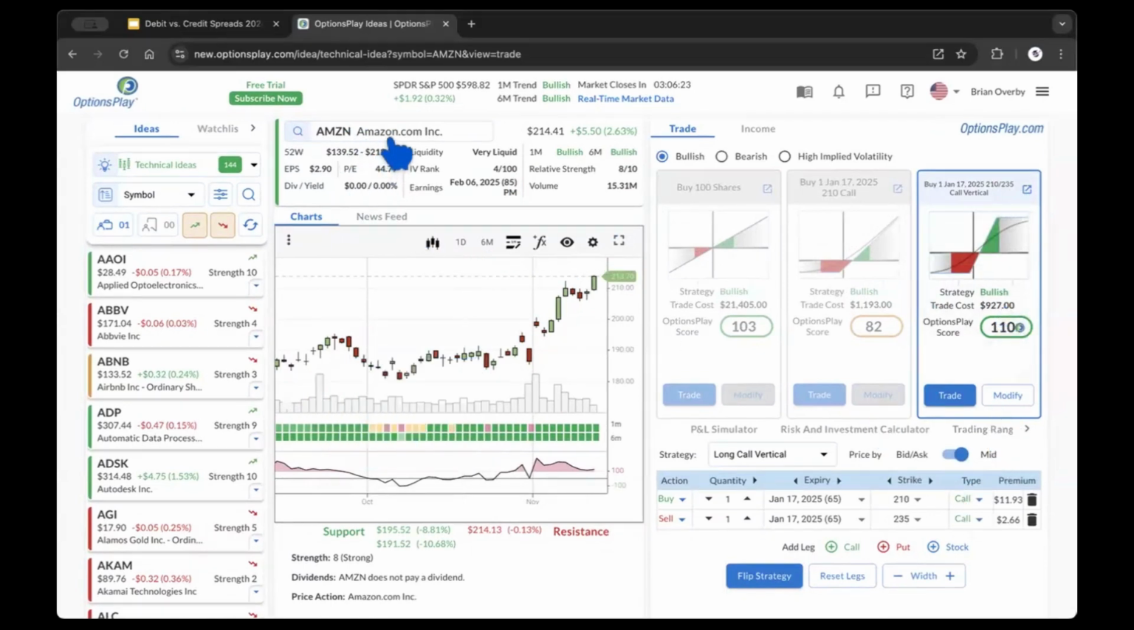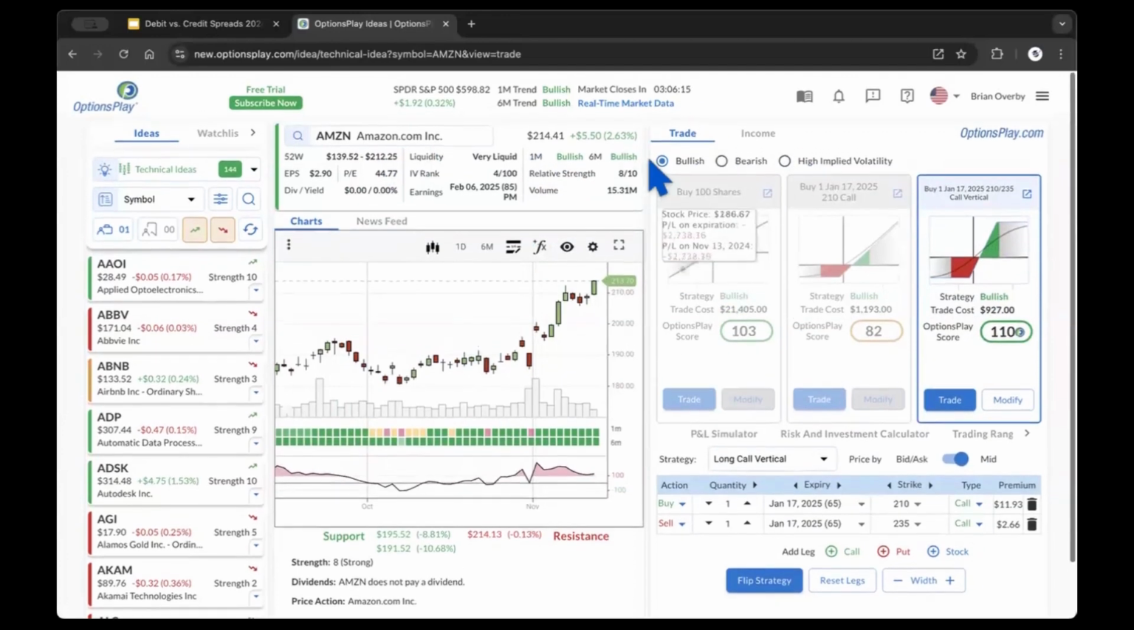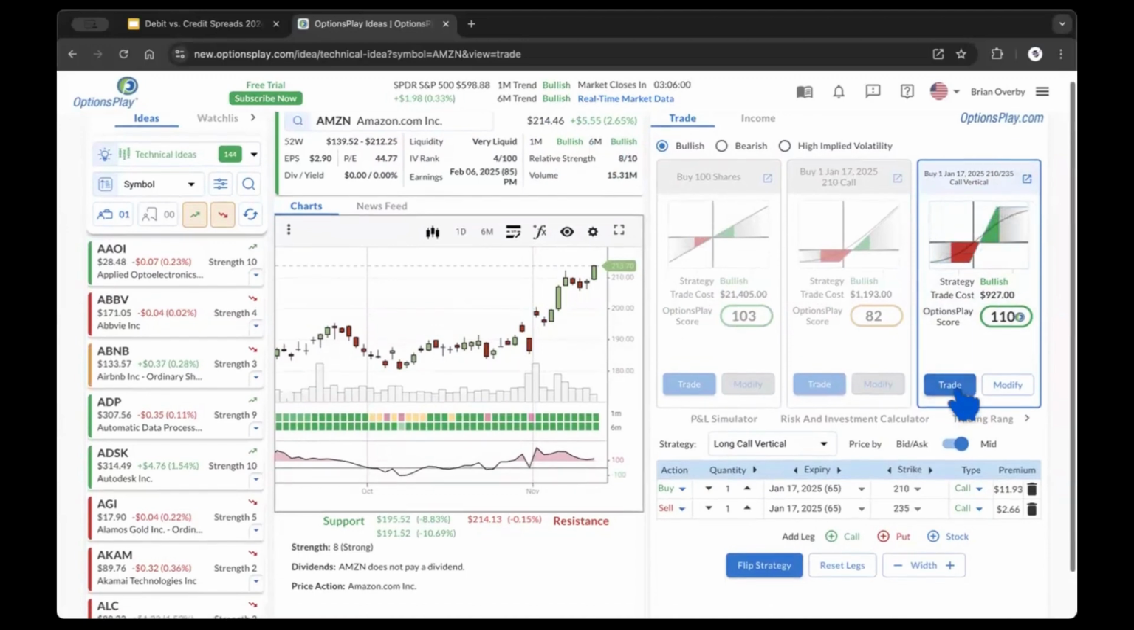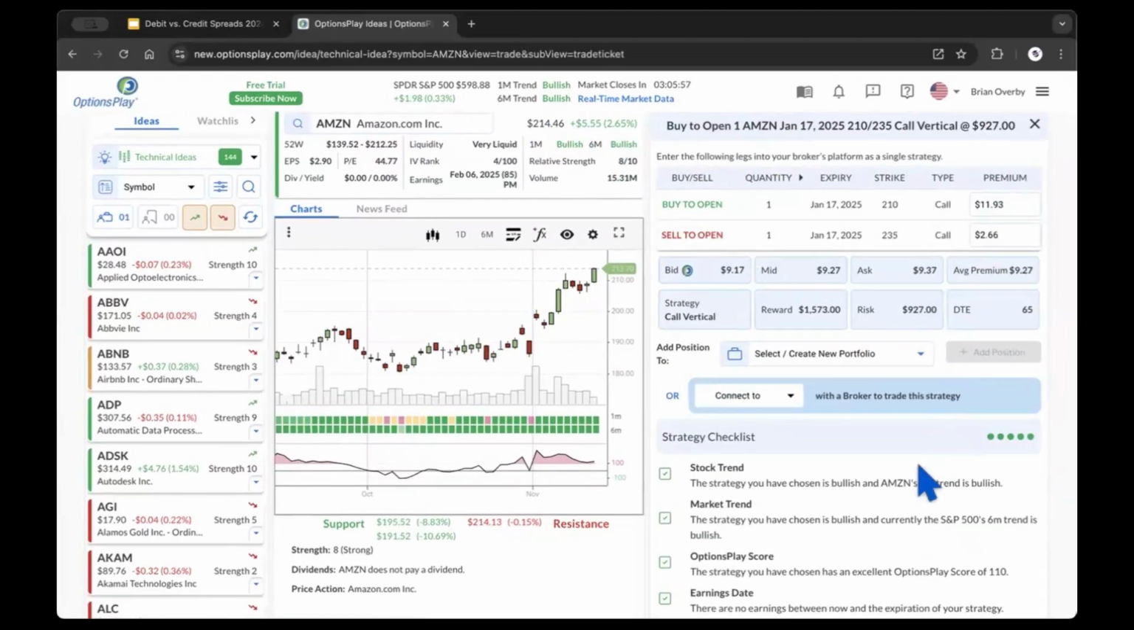If you just typed in Amazon, hit go, here is the bullish call spread that is recommended. Underlying stock is at 214. Last night when we did it, the stock was at 208, but the market is up 5 today. So it's suggesting buying a just in the money option contract and then selling the 235 strike. It's actually just adjusted it up 5 points from what it was last night. So if you click trade here, it will show you that here's the buy, here's the sell.